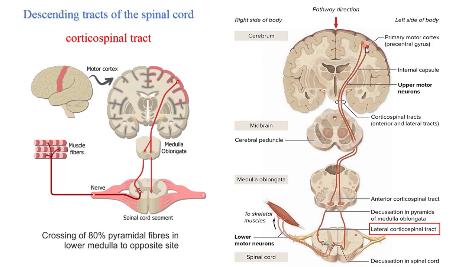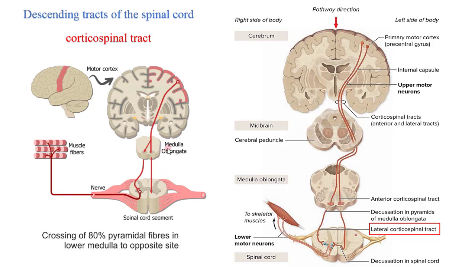The upper neurons in this tract originate in the motor centers of the cerebral cortex and descend through the midbrain, pons, and medulla oblongata of the brainstem. This part of the pathway is also sometimes referred to as the corticobulbar tract. Well, this is where things get interesting.